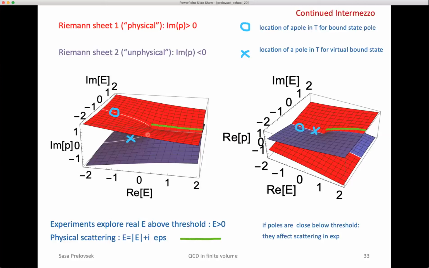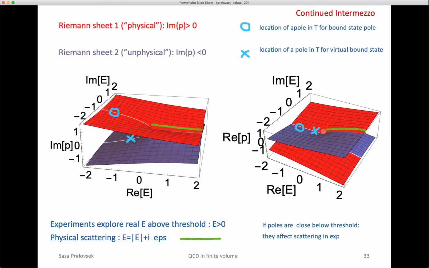Okay, virtual bound state. It's on the second sheet on the real axis below threshold. And if it's close to threshold, it can affect the scattering in experiment. And they are given pictorially here as well.